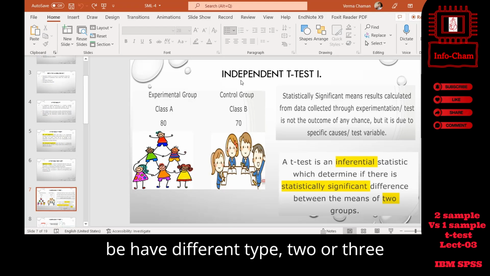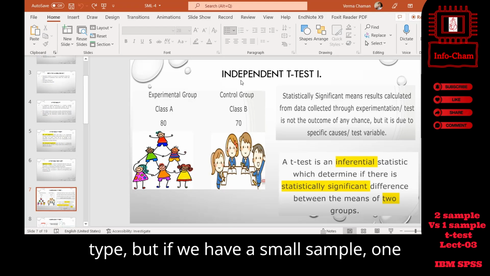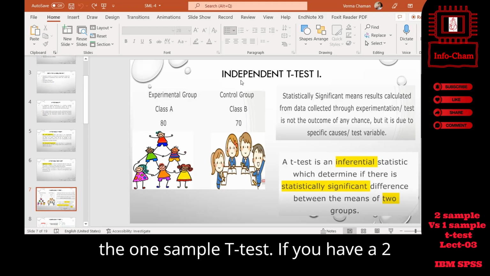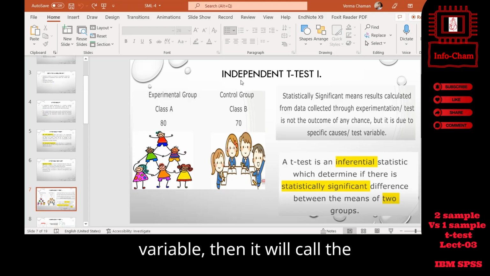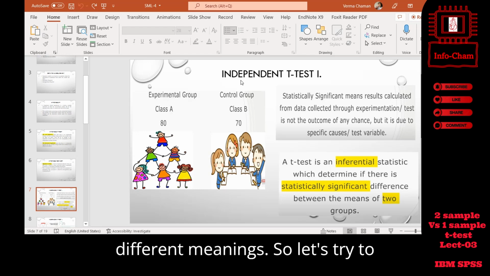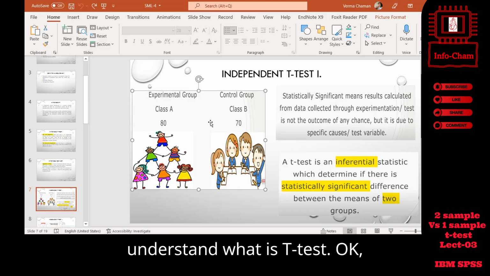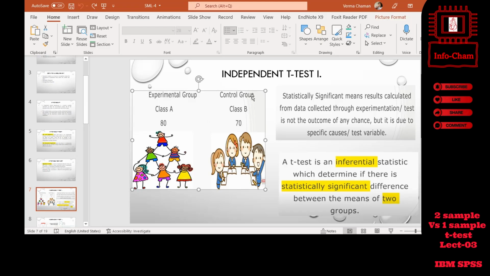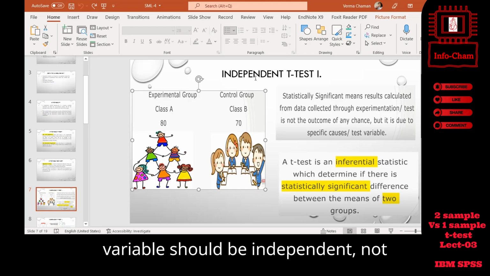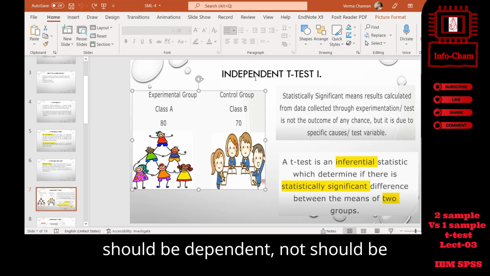The t-test can have different types, two or three. If we have a small sample and one variable, it is called the one sample t-test. If you have two variables, it is called the two sample t-test, right? So there are different meanings. Let's try to understand what the t-test is. Independent means both variables should be independent, not dependent, not related.